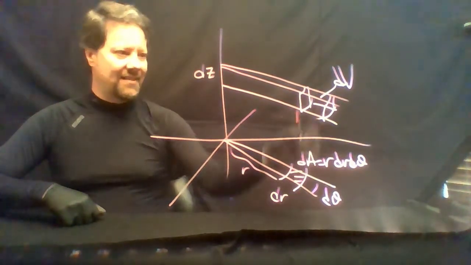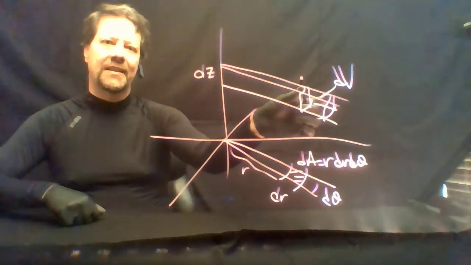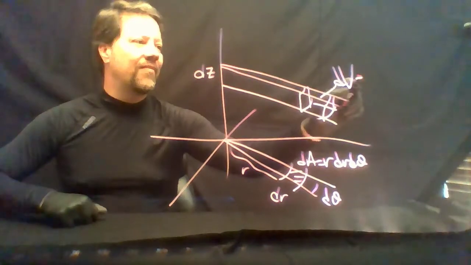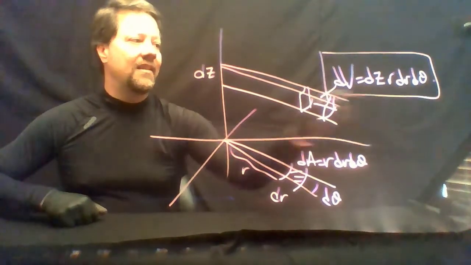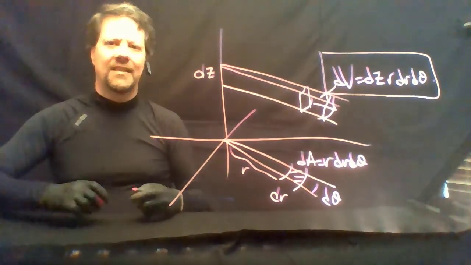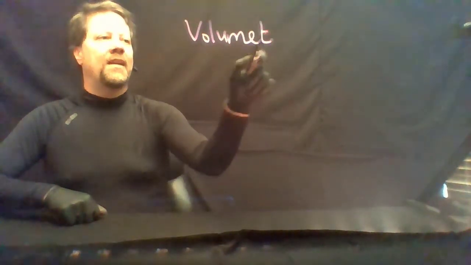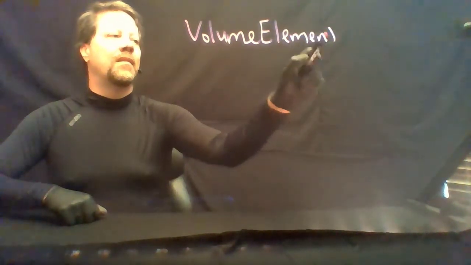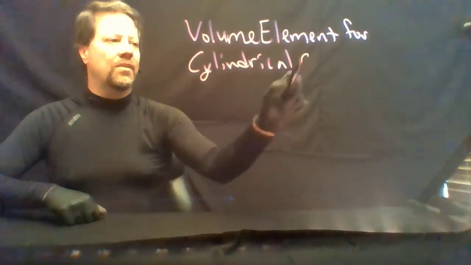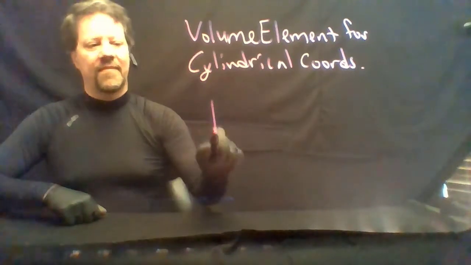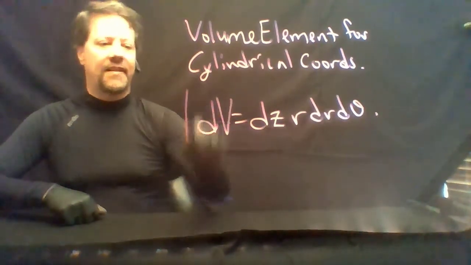By the theorem of Pappus, you can get the volume element by taking that area element and multiplying by how far you sweep it. That's going to be dz. So it's dz r dr d theta. This is something you need to memorize. Let me write that down again. The volume element for cylindrical coordinates, dv, is dz r dr d theta.